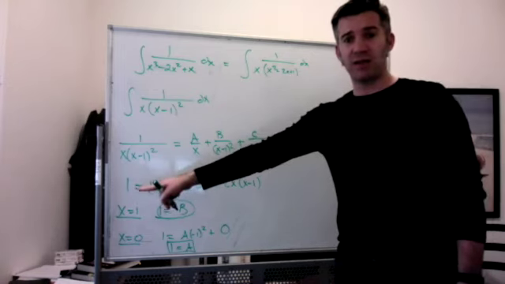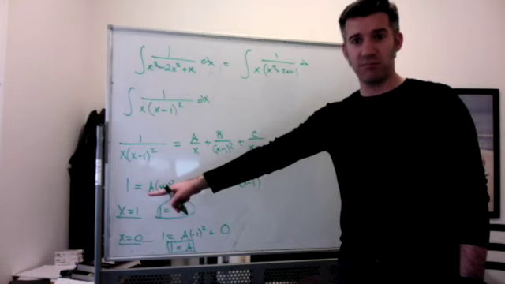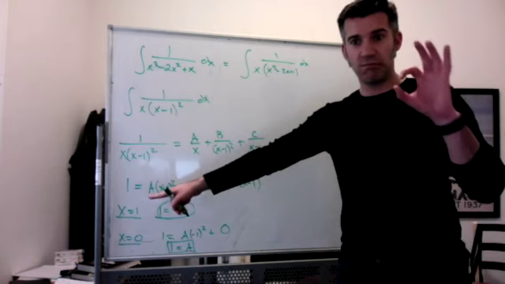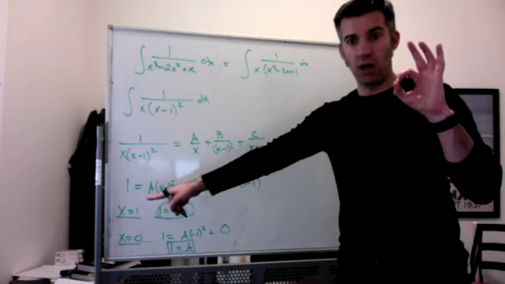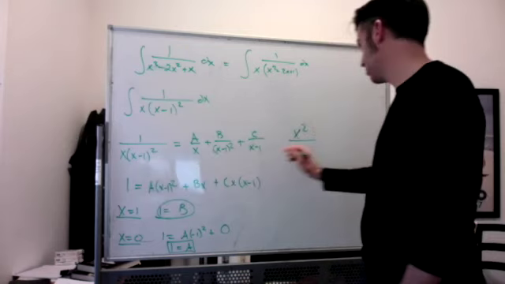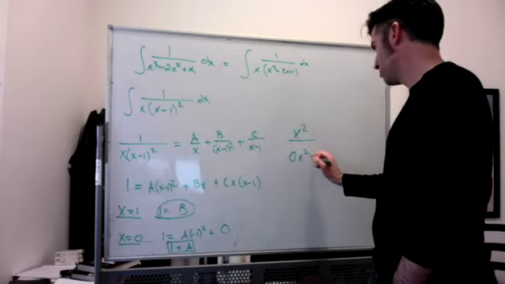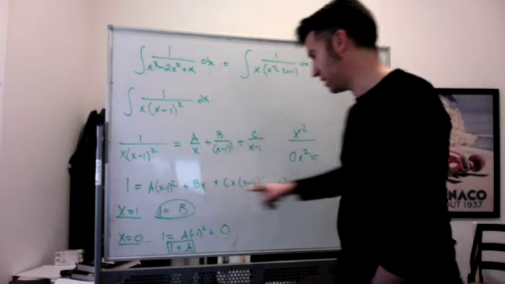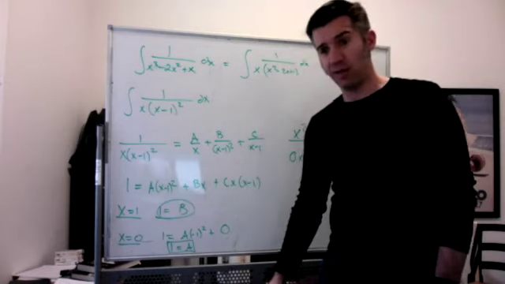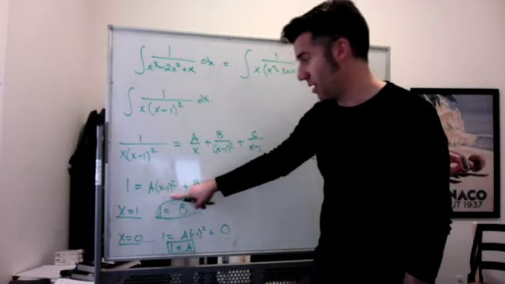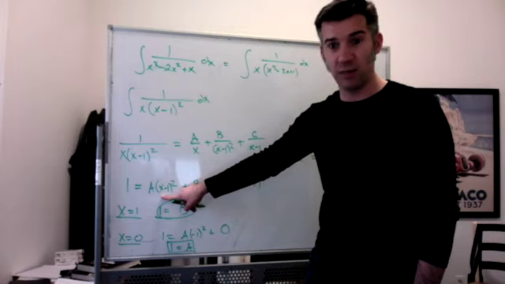How much x squared is on the left side of this equation? 0, right? There's no x squared over there. How much x squared is on the right side of this equation? Well, let's take a look. If I multiply this out, it would be x squared minus 2x plus 1.